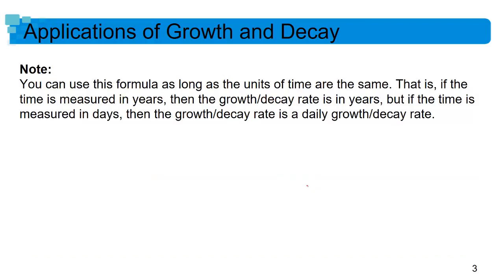Okay, let's use this. You can use the formula as long as the units of time are the same. That is, if the time is measured in years, then the growth or decay rate is in years. But if the time is measured in days, then the growth or decay rate also must be a daily growth rate. So I told you that sometimes t is not in years. It'll be days or minutes or hours, something like that. Well, when that's the case, the growth rate, the r, has to also be measured in that same time period. So that's kind of the one little asterisk caveat that we have with these things.